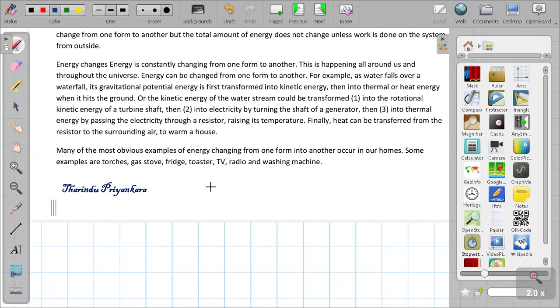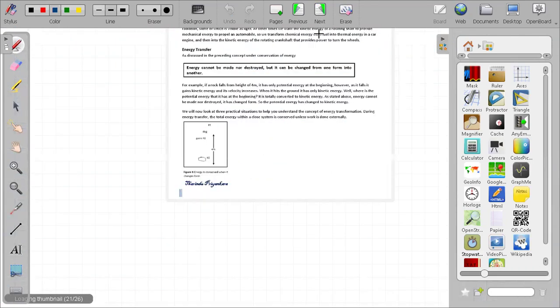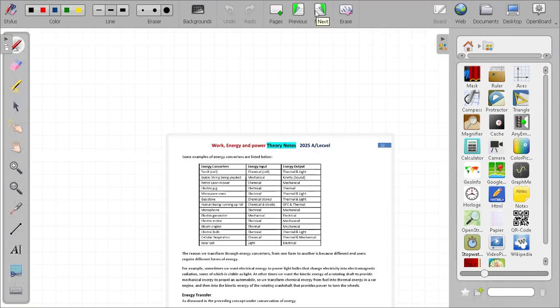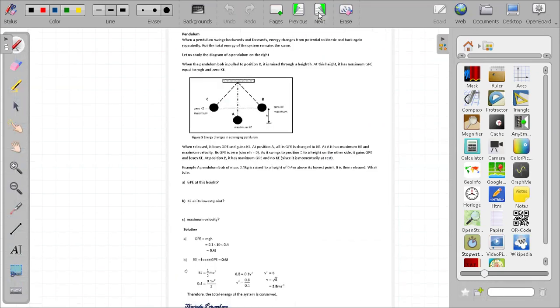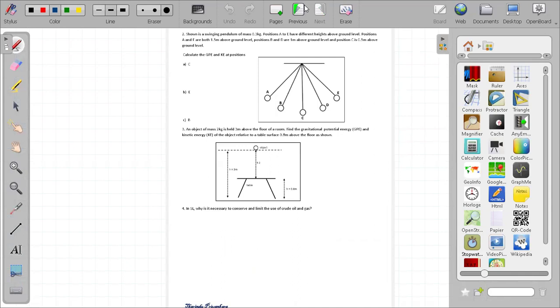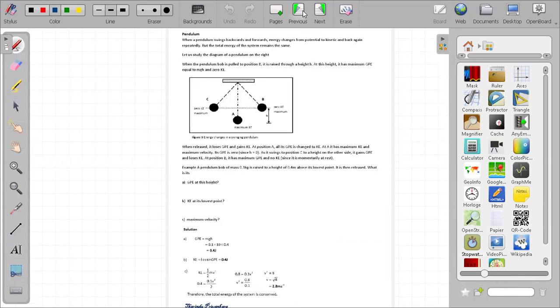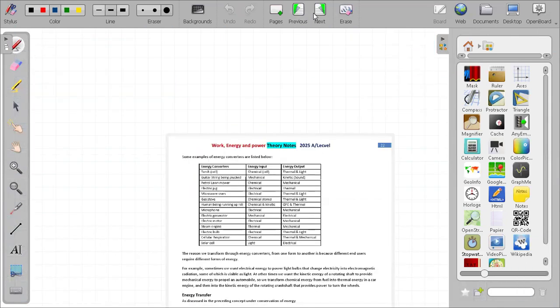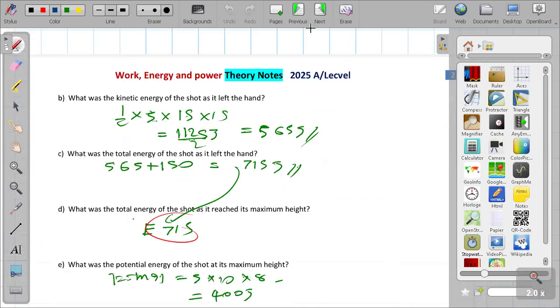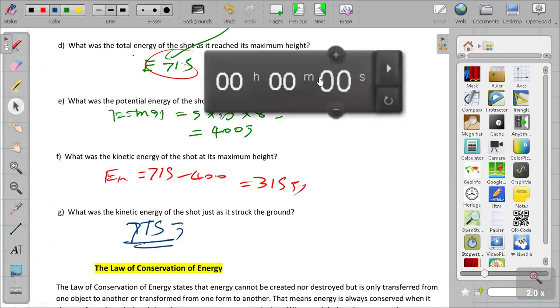So let's have an interval of 15 minutes and rejoin. Then we can just do the law of conservation of energy today and finish up the lesson very happily ever after. So just let's have a 15-minute break. Okay, sir.